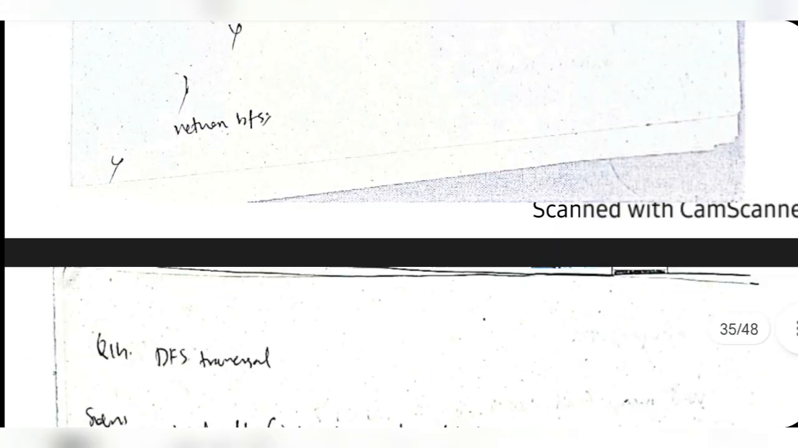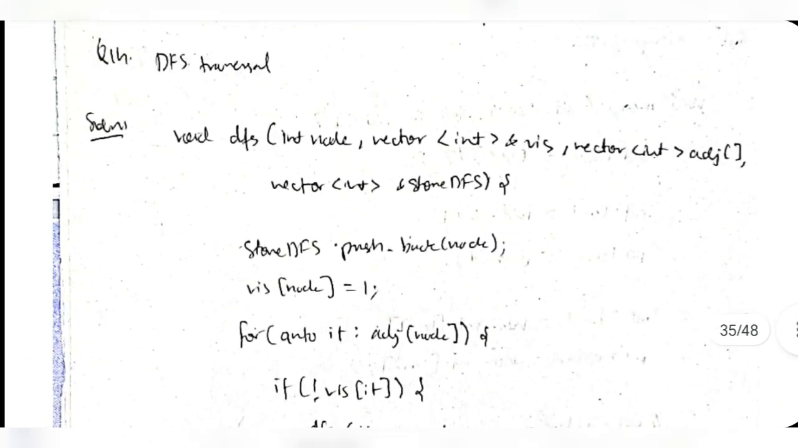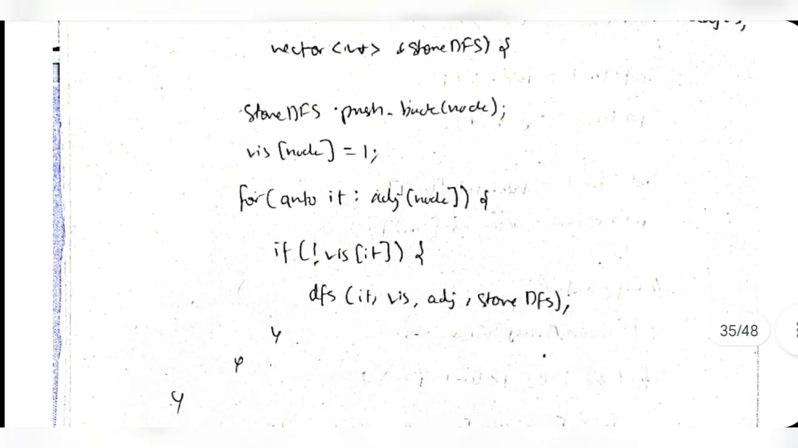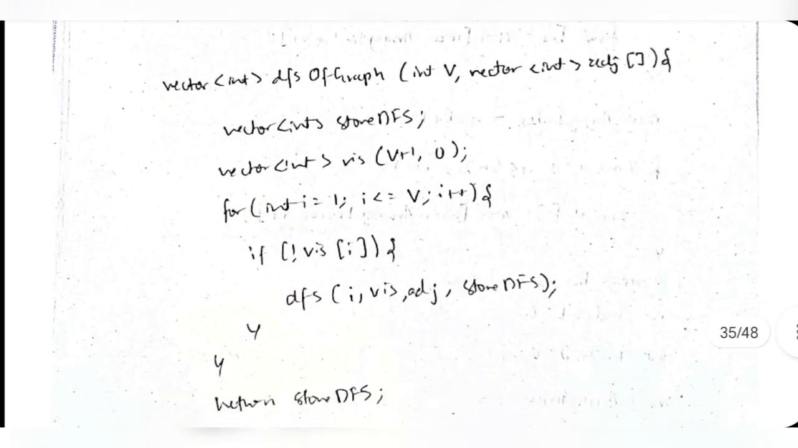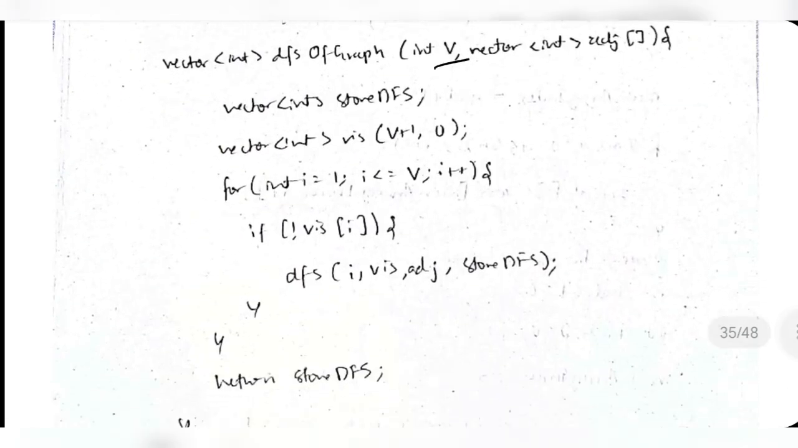And coming to the DFS traversal, here we have the arguments node, a vector visited, a vector adjacent and the vector store DFS. Okay, so how we'll be using this is as follows. In DFS, see, this is the code for DFS. It's a pretty simple one. Firstly we'll start from here, we have v and the adjacent vectors. We will be creating a store DFS as we created BFS in the previous question.